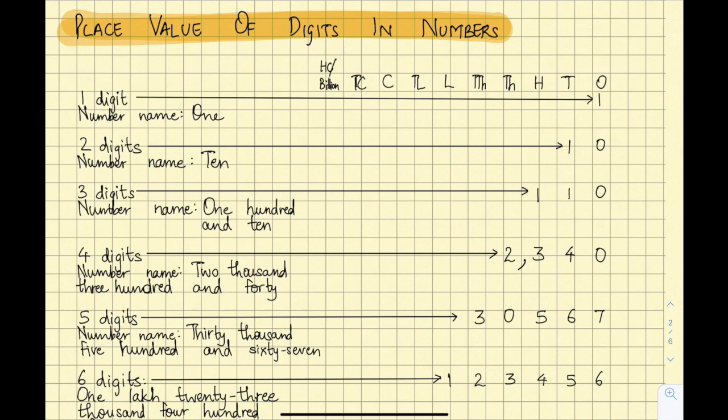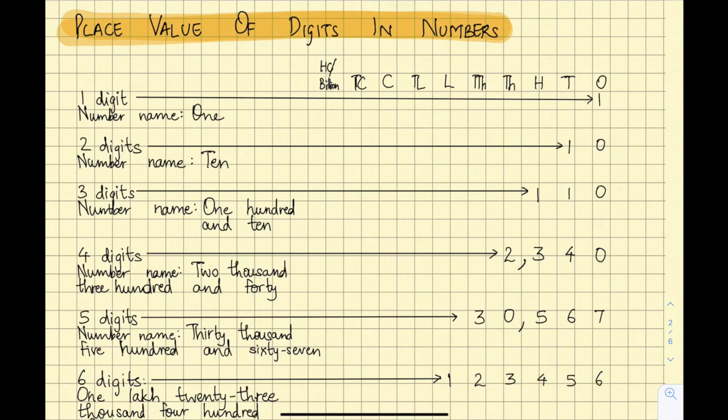Now in 5 digits I have written the digits 3, 0, 5, 6 and 7. Now how do I read the number name? I read it as ones, tens, hundreds, comma, thousand, 10,000. So in place of 10,000 I have got 3. So 3 tens is 30, so 30,000. In place of hundreds I have 5. So 500 and in place of tens I have 6. So 60 and then 7. So the number name is 30,567.